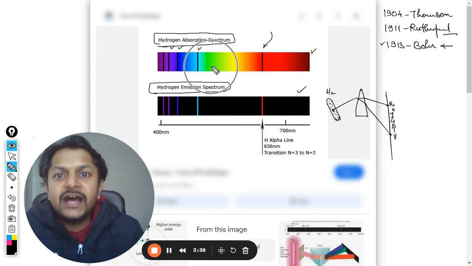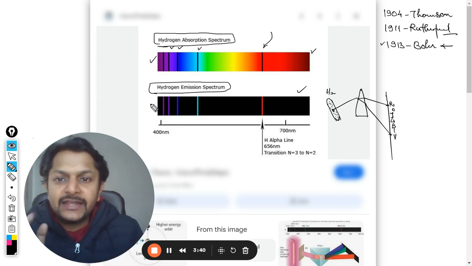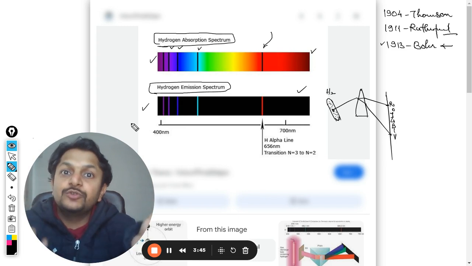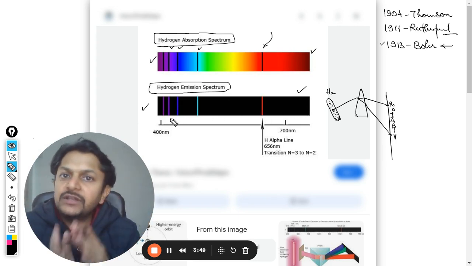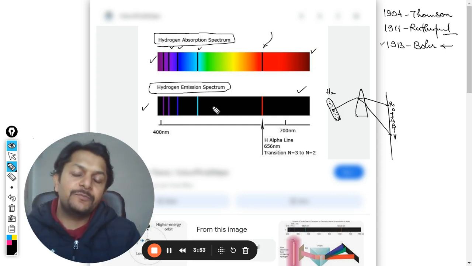In the first case, hydrogen is taking up some colors and creating black lines, and in this case hydrogen is giving those colors back again. It is emitting those things. So there is a black background with some colored lines on it. This is called emission spectrum.